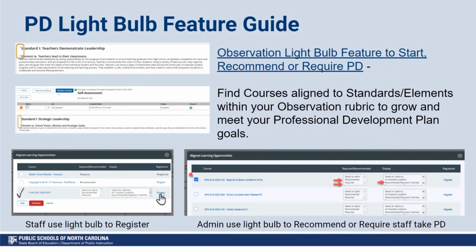If you're an evaluator that wants to recommend or require a staff to take a course, you're going to click into that same light bulb. You're going to see the same screen, and I've put it on the right here. You're going to check the box of a course that you want that staff to either be required to take or recommended to take. So you select, am I recommending this course or am I requiring this course? And then lastly, you must select recommend required channels so that it shows up to the staff. They'll see it under their My Courses section in NCEES.